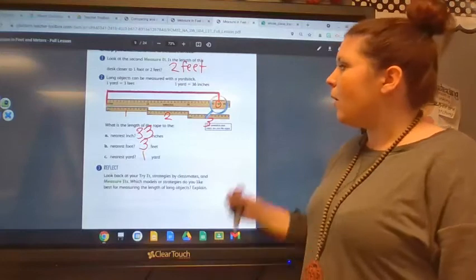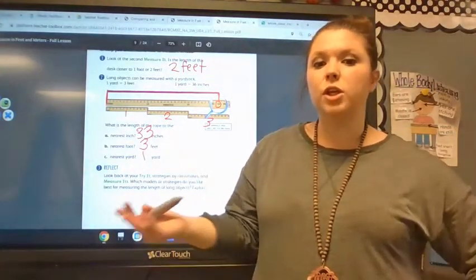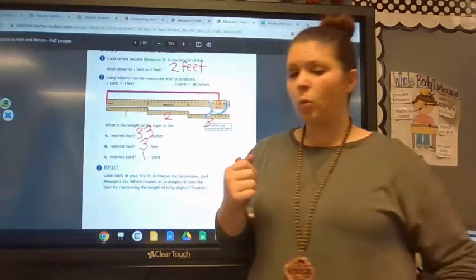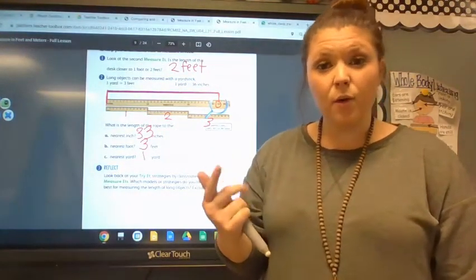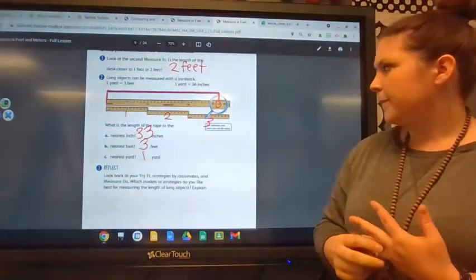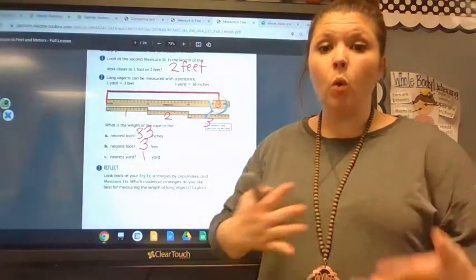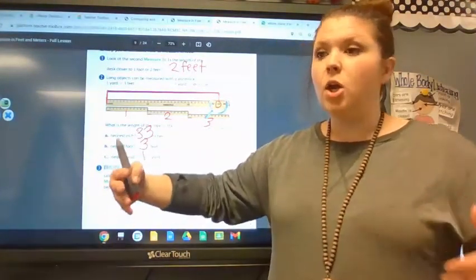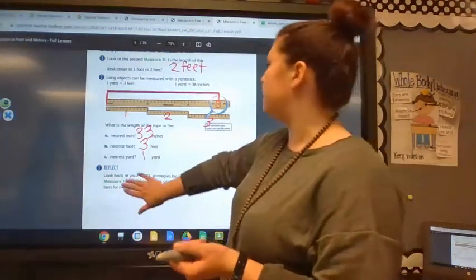Okay? So I want you to think, what would be the most appropriate tool to use to measure this yarn? Would it be the most appropriate to use inches, feet, or a yardstick? What would be the most appropriate? The yardstick would be the most appropriate tool because it has many inches on that one tool, right? All right, now let's go ahead and flip the page and look at some more examples.